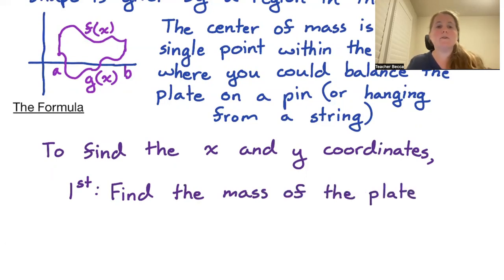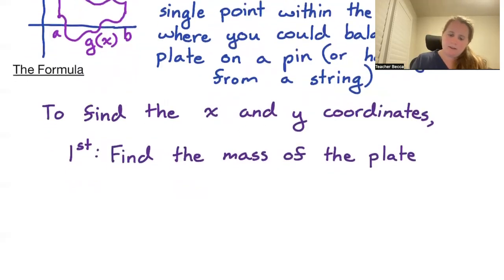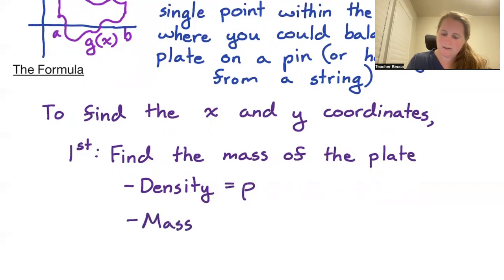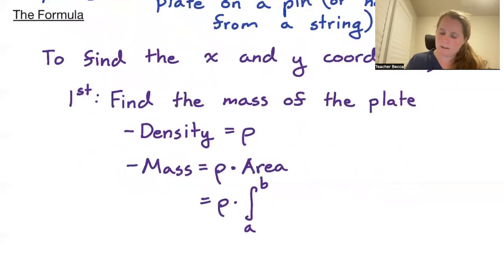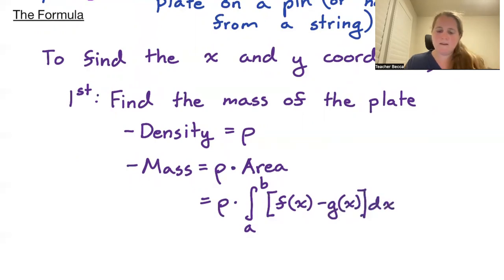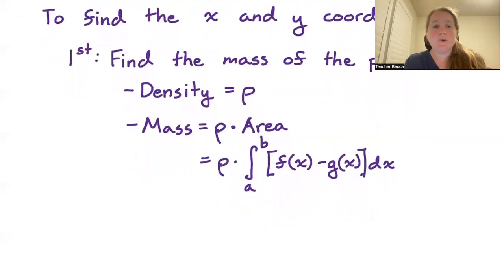And since the object has uniform density, if we set the density equal to the Greek letter rho, then the mass is just rho times the area of the plate, which is simply rho times the definite integral from a to b, where our top function is f of x and bottom is g of x, so f of x minus g of x dx.